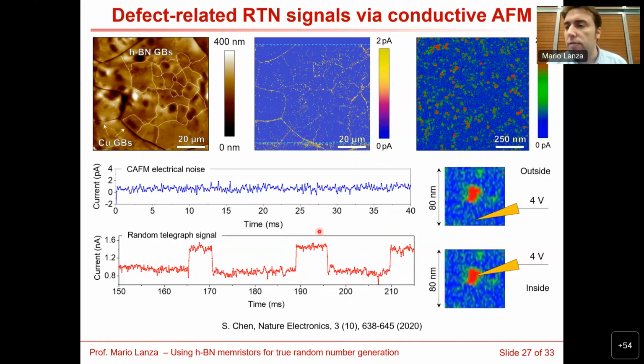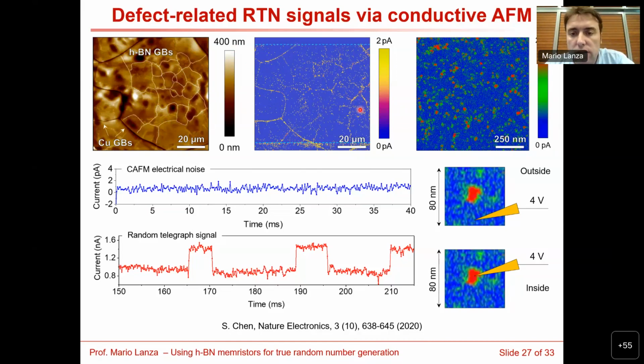So we analyze with the conductive atomic force microscope if these defects exhibit this type of signal. We scan one sample, this is the topographic map, this is the current map, of polycrystalline hexagonal boron nitride on polycrystalline copper. We see this is the picture of the current. We see current at the copper grains and at the boron nitride grain boundaries. It is very obvious here, for example. And also we see current inside the grains.